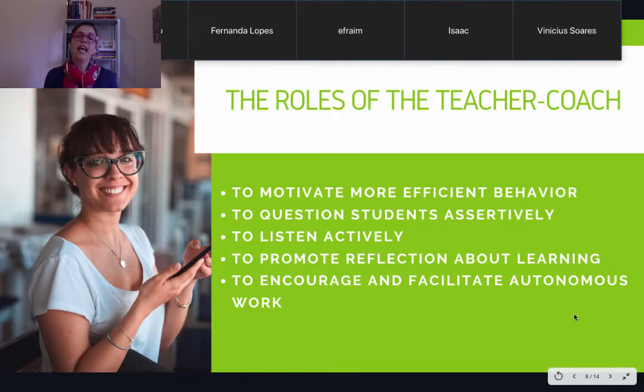So, I have my own definition of the roles of the teacher coach, and I like to say that the teacher coach is there to motivate more efficient behavior.